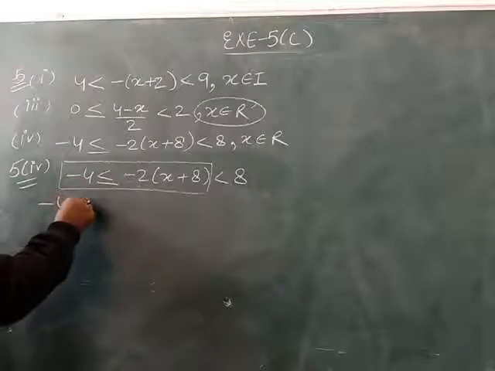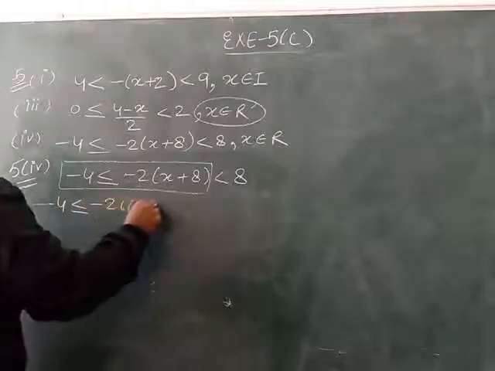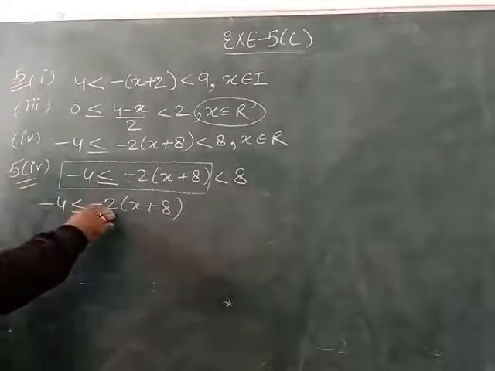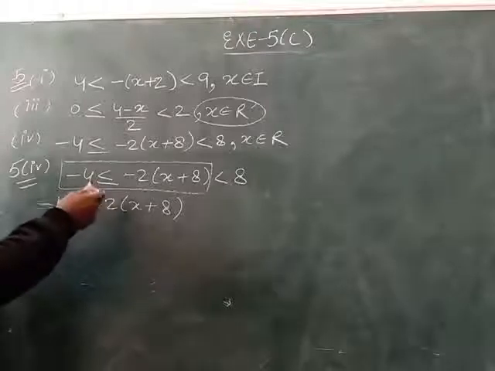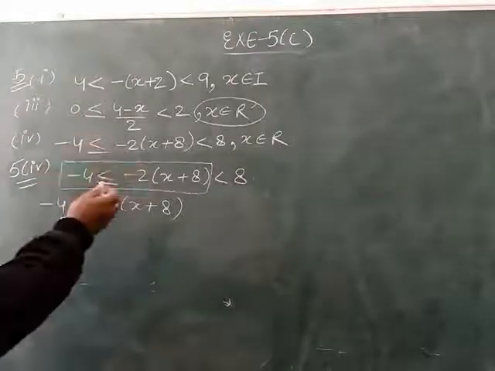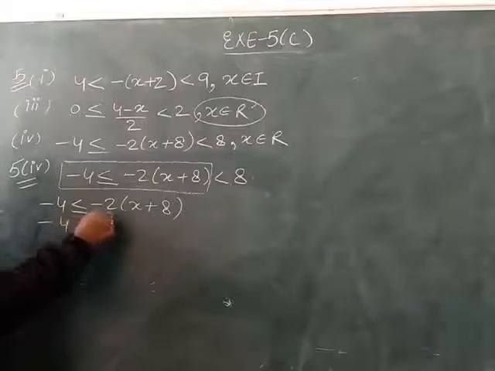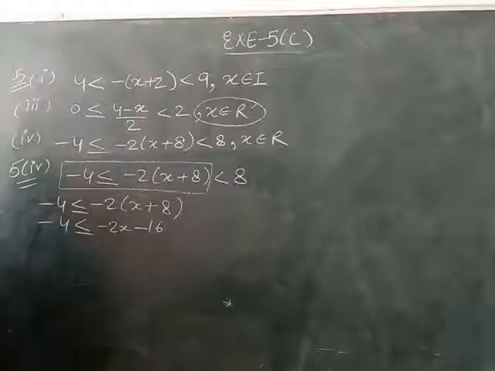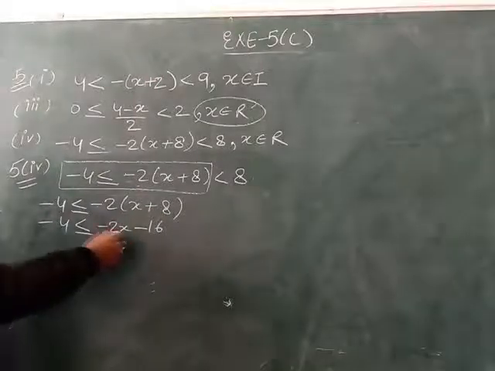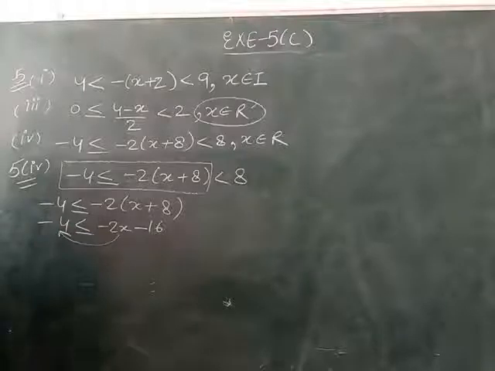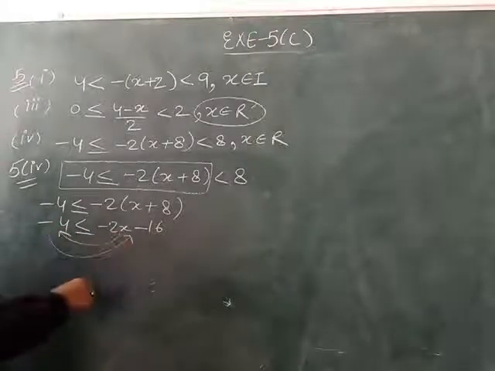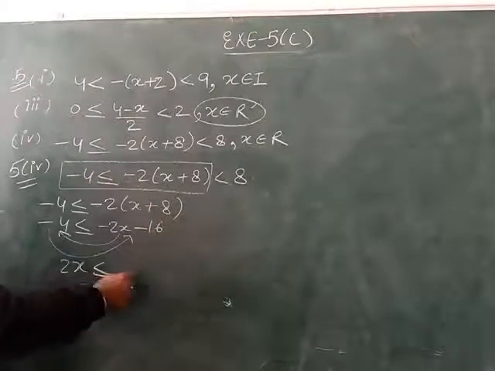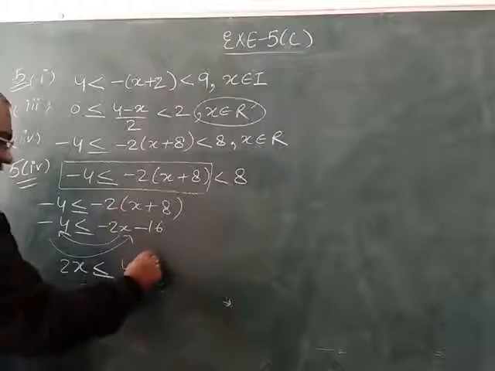Minus 4 less than equal to minus 2 bracket x plus a. First of all, what you will do? This minus 2 is in multiply. So we will multiply it, we will open the bracket. Minus 4 less than equal to minus 2x minus 16. Next step, x term we will bring on left hand and constant term we will bring on right hand. So minus 2x will become plus 2x, minus 4 will come on right hand, so it will become plus 4, and minus 16 will write as it is.